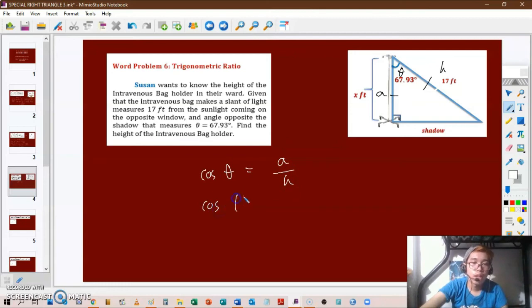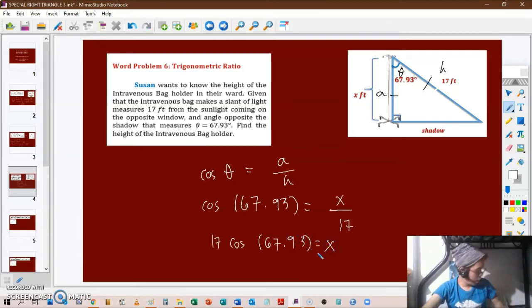And we know that cosine theta, where theta is equal to 67.93, is equal to the adjacent side, which is x. We don't know the value of x, all over the hypotenuse, which is 17. So this gives us 17 times cosine 67.93. That's going to be the value of x.